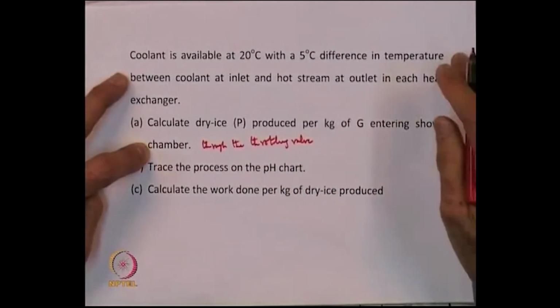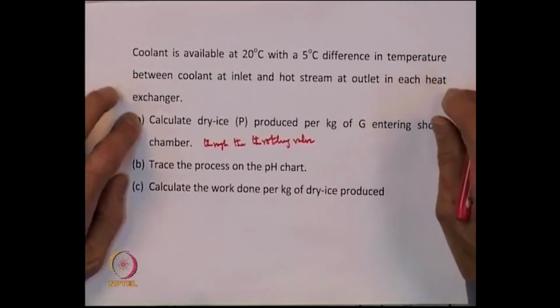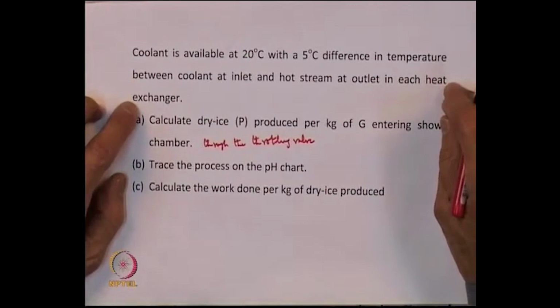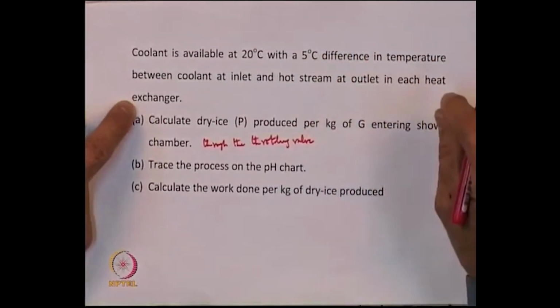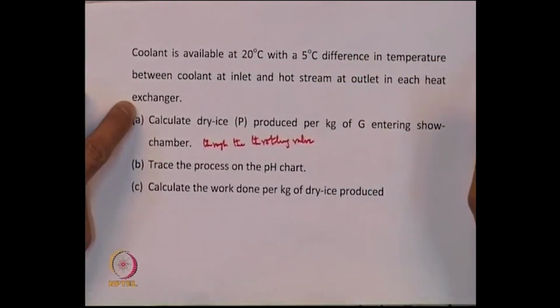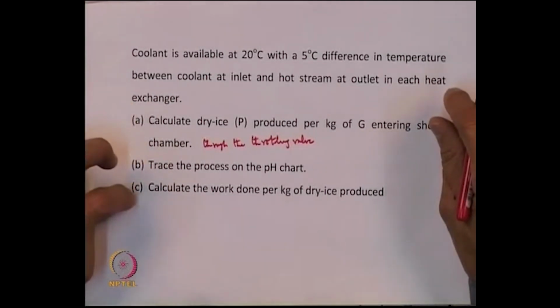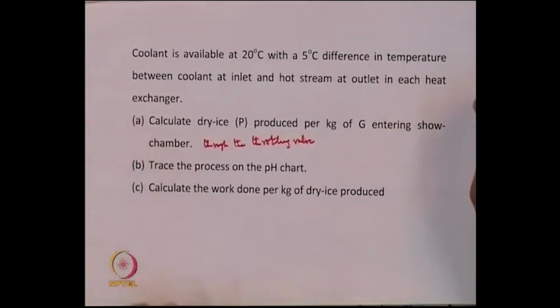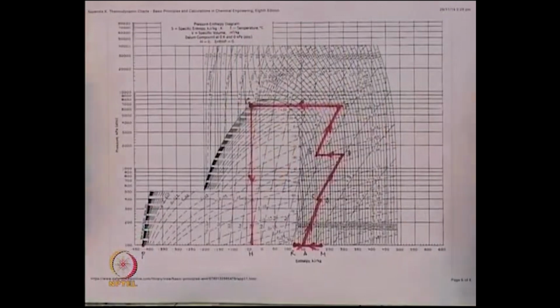The coolant is available at 20 degrees with a difference of 5 degrees in temperature between the coolant at inlet and the hot stream at outlet. This is specified. So, you can expect after cooling at the end of the heat exchange process the temperature to be 25 degrees. Now, you trace the process on the pH chart. You are asked to calculate the work done per kg of dry ice produced. I think tracing this on the pH chart will be somewhat instructive. This is the pH chart that I have here.